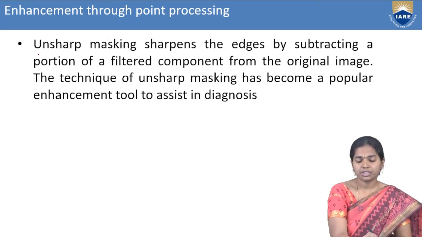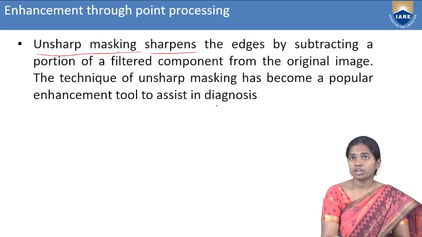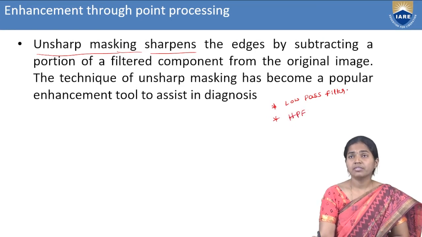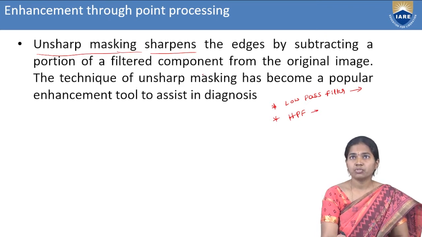Here is unsharp masking, which sharpens. In this we have low pass and high pass filters. With the use of low pass filters, we get smoothing of the image. With the use of high pass filters, we get sharpening of the image. Here, the edges are enhanced by subtracting a portion of the filtered component from the original image. The unsharp technique, with the use of masking, has become a popular enhancement tool to assist diagnosis.